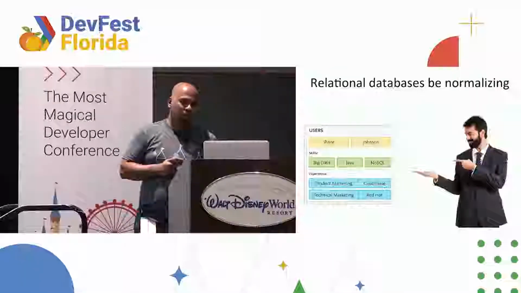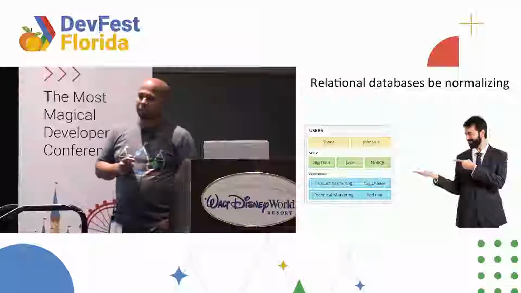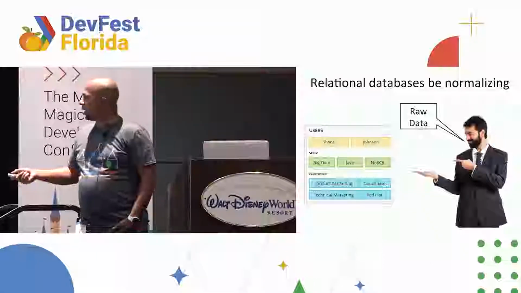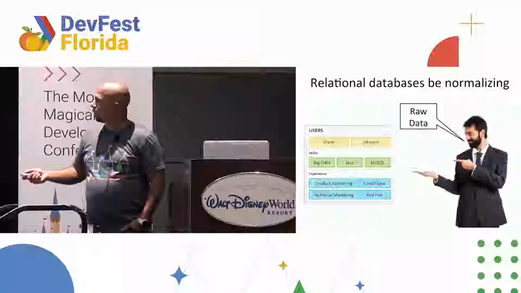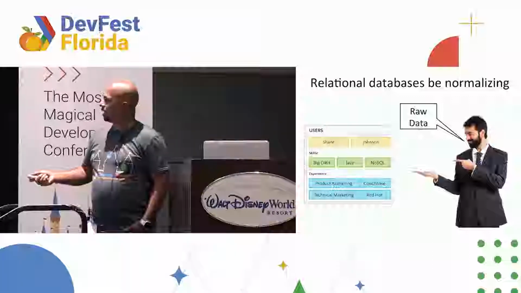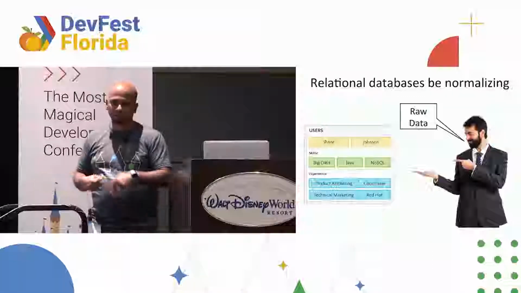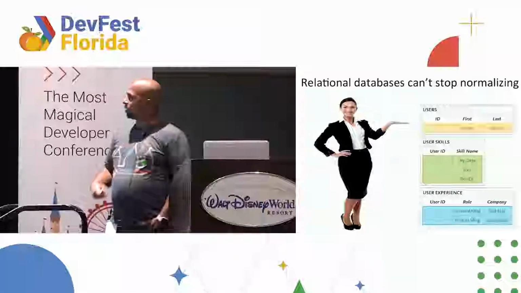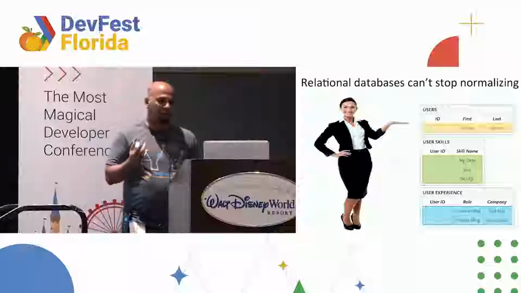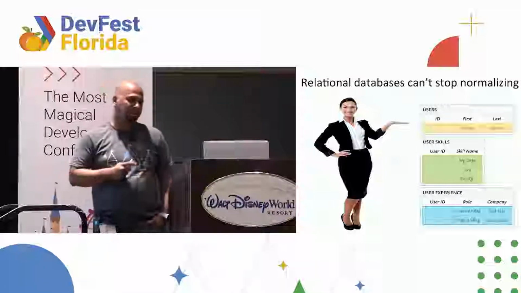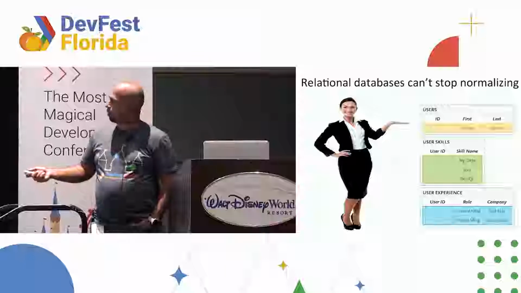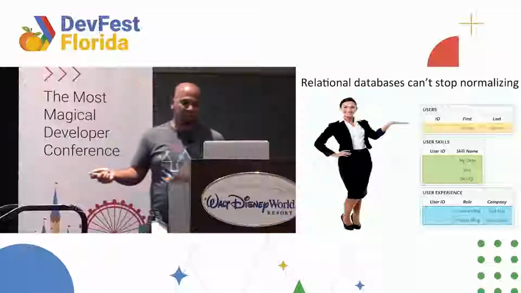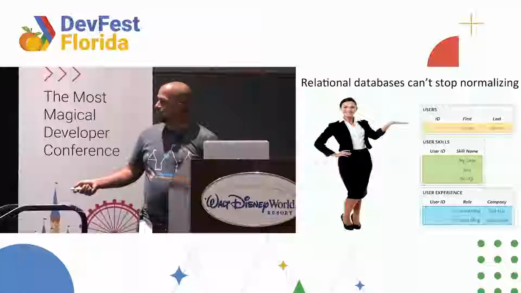So the first thing, relational databases are always normalizing. What does that mean? So for instance, this is raw data. You have the record for a person which has name, skills, and experience. This is an extremely raw format, right? And when we work in relational databases, we normalize it. We take the record and we break it down into tables: a user table, a skills table, and an experience table.